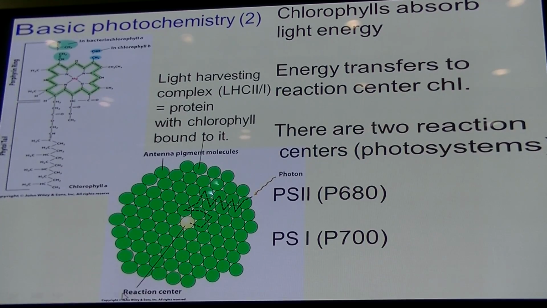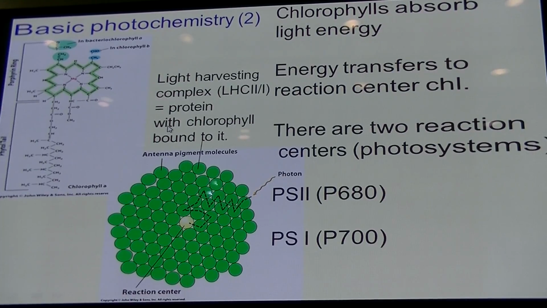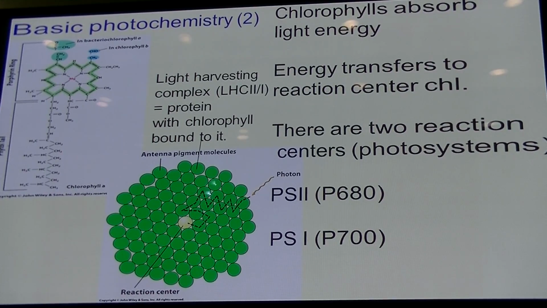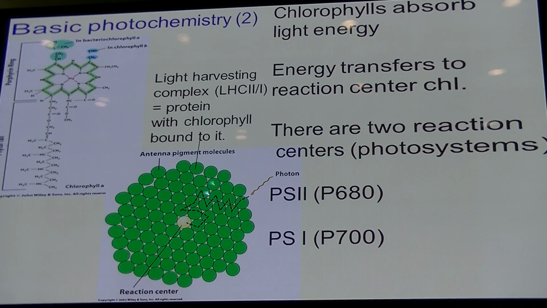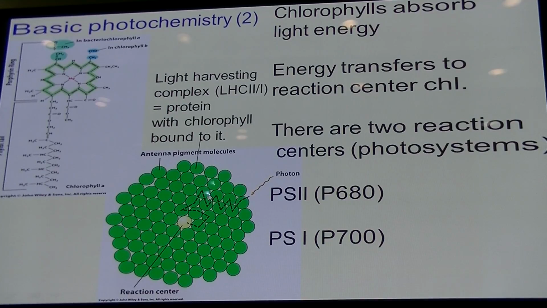In this lower diagram, imagine we're looking down on the thylakoid membrane on the surface. We're seeing there a reaction center in the middle, which is surrounded by other proteins that we call the light harvesting complex proteins. And these proteins have a lot of chlorophyll bound. The light is absorbed by these chlorophylls and is then transmitted from chlorophyll to chlorophyll, until it ends up in the reaction center. That process is called resonance energy transfer.